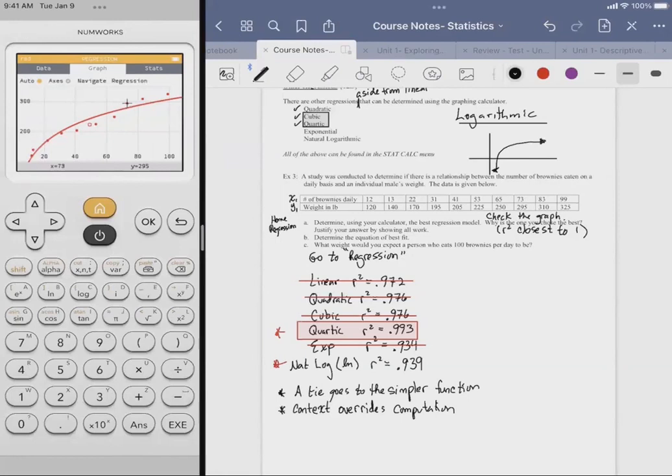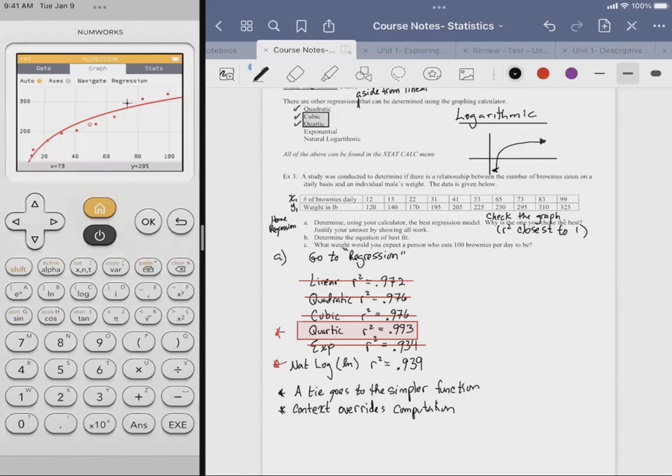So you could make the case based off the context that we're talking about the number of brownies that you're eating on a daily basis and the weight of a person in pounds. Eventually the weight's going to level off regardless of how many brownies you eat. Eventually you'll be more brownie than human, so you can't get past the natural barrier. If you're making a case for that, you could say natural logarithmic, even though the r-squared value is not as good. But if we're going by the numbers, the quartic is the best bet. So all of this was to address part A.